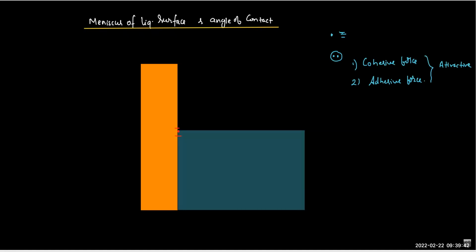The whole idea is the dot is experiencing force because of the wall, and the wall is present both above and below. And you can see that the force will be acting like this.